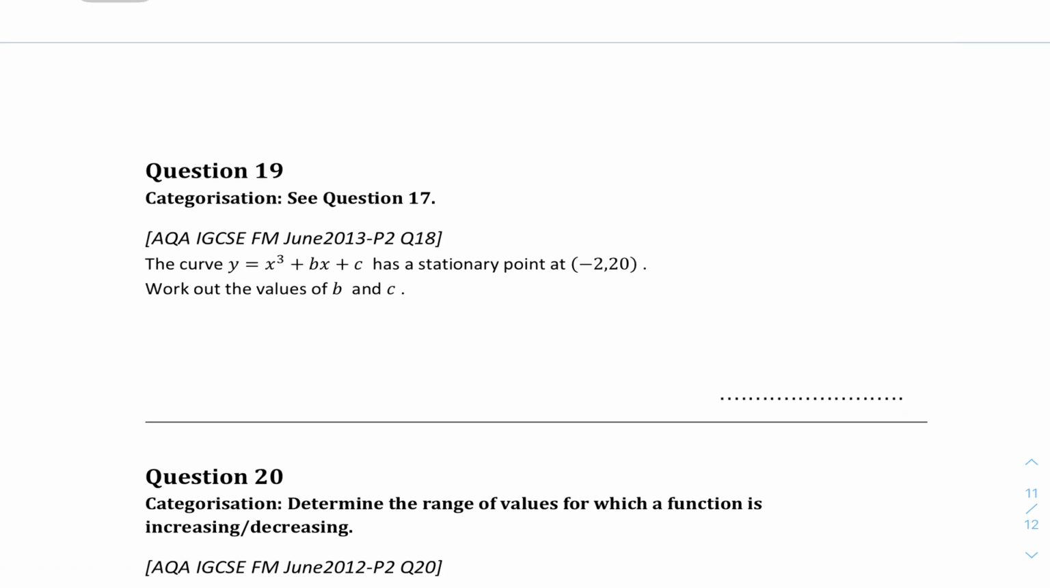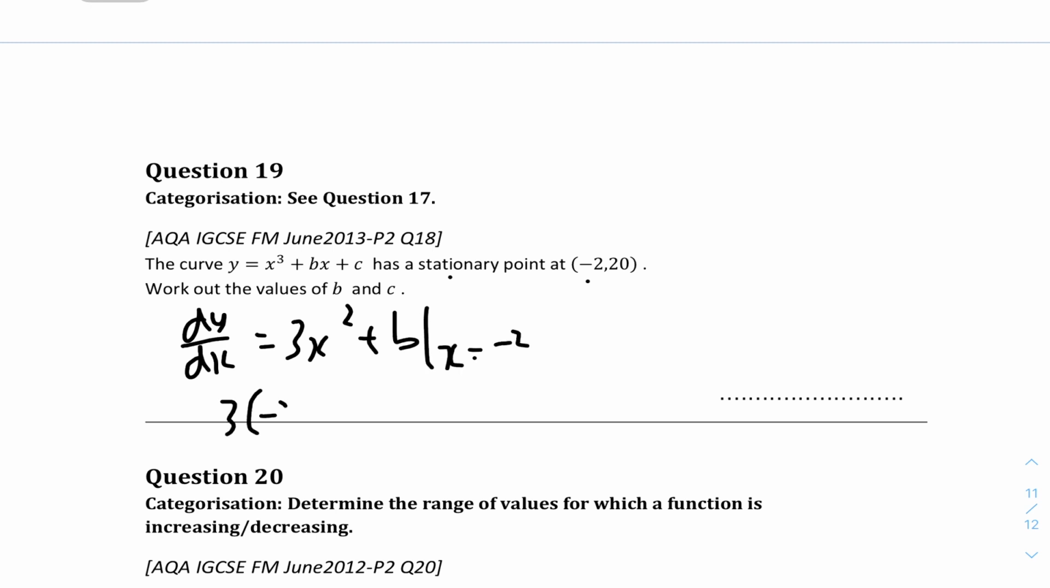Then question 19. The curve y equals x cubed plus bx plus c has a stationary point at (minus 2, 20). Find the value of b and c. So I can just differentiate the function first. So dy over dx equals 3x squared plus b. It's a stationary point, so the gradient equals 0, and the x value equals minus 2. So it'll be 3 times (minus 2) squared plus b equals 0. And therefore b equals minus 3 times (minus 2) squared, which is minus 12. So b equals minus 12, like so.